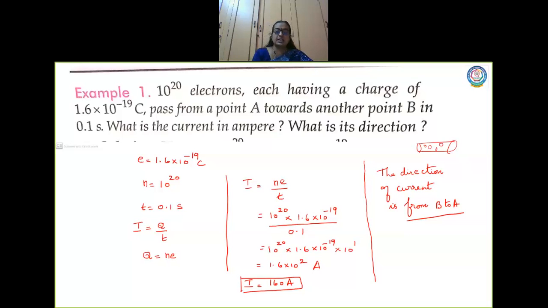So you understood this answer now. What is its direction? The direction is from B to A, which is opposite to the direction of flow of electrons, which is from A to B. Is it clear, children? Yes? Shall we move to the next problem?